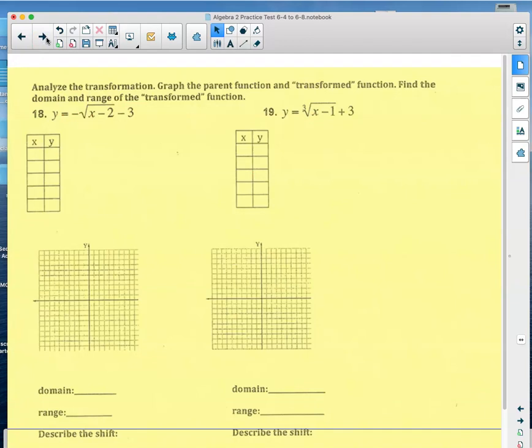Oh, good. We just did these, and you were really good at them. So analyze the transformation, graph the parent function and the transformed function, find the domain and range of the transformed function. So what I need from you is to know, what part of the equation should we use for the table? A and X. There it is, right there. What do we expect that negative to do to our graph? Should flip it below the x-axis, right?